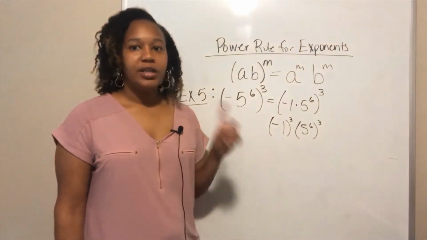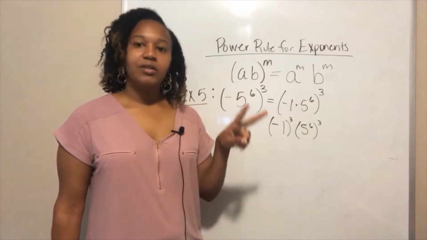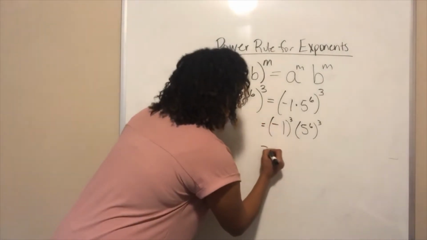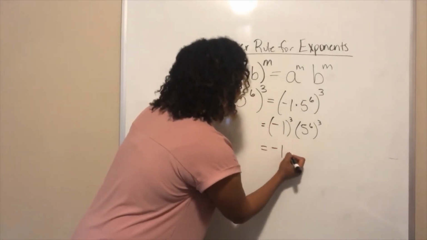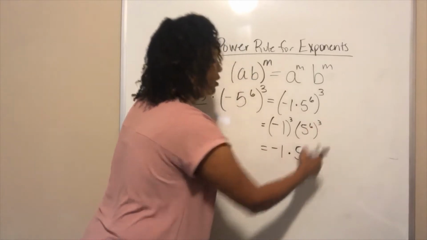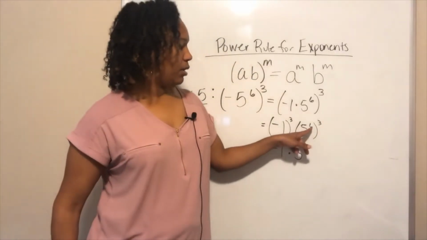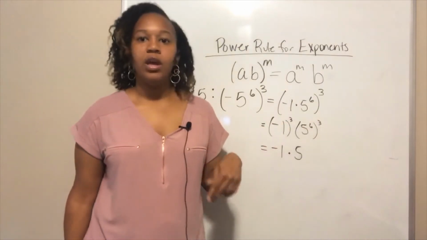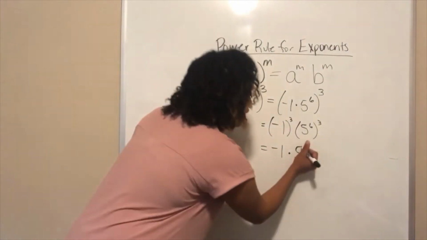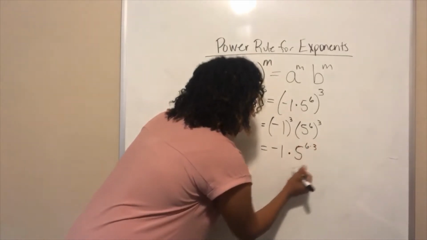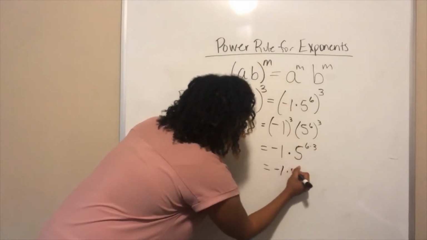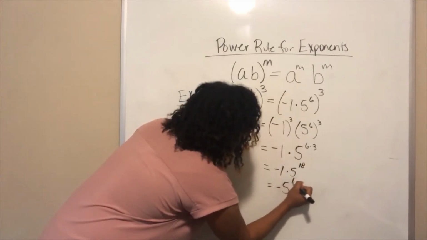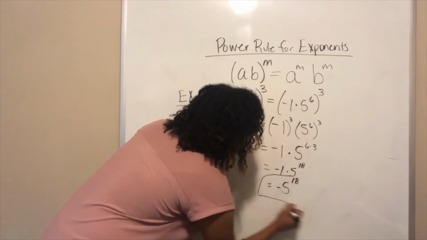-1 to the 3rd, that's -1 times -1, which is a +1, times another -1, which is a -1. So that's -1. And then 5 to the 6th to the 3rd, you use the power rule that we talked about earlier. When you raise the exponent to another exponent, you multiply the exponents. So that becomes 6 times 3. So that becomes -1 times 5 to the 18th, which is -5 to the 18th. That will be your final answer.